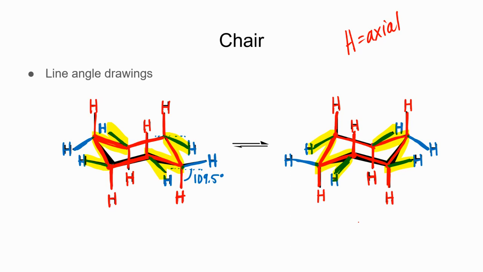These two chair conformations are equivalent chair conformations. So we can represent it with that arrow that's the same size in both directions. And then the blue is our equatorial hydrogens. So let's try drawing these on our own to see how we do with drawing our chair conformations.